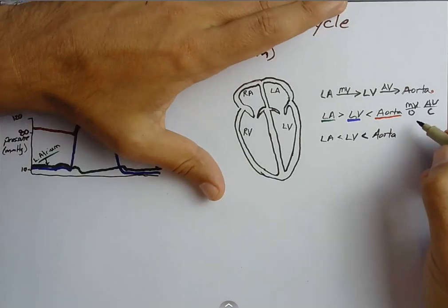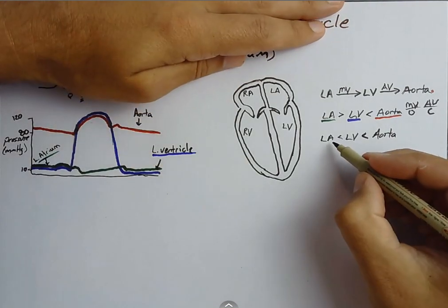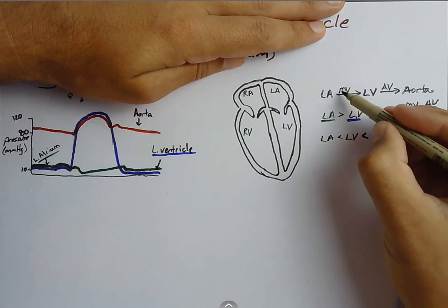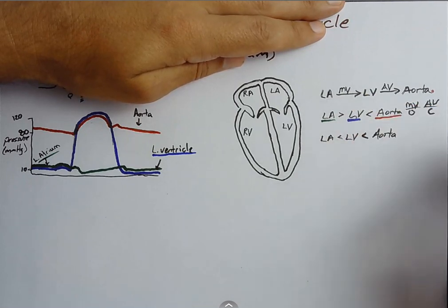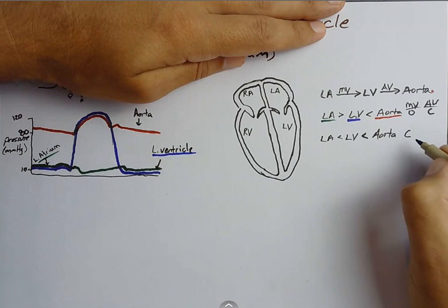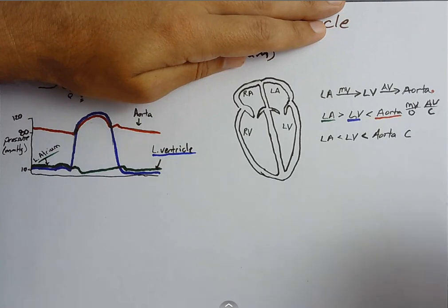So what do we know about the valves? The left atrial pressure is less than the left ventricular pressure, therefore there's not enough pressure to keep that mitral valve open, therefore it closes. And not only does it close, but it slams shut. And this is going to be S1. This is the lub-dub, lub-dub. This is the lub of the heart sounds.